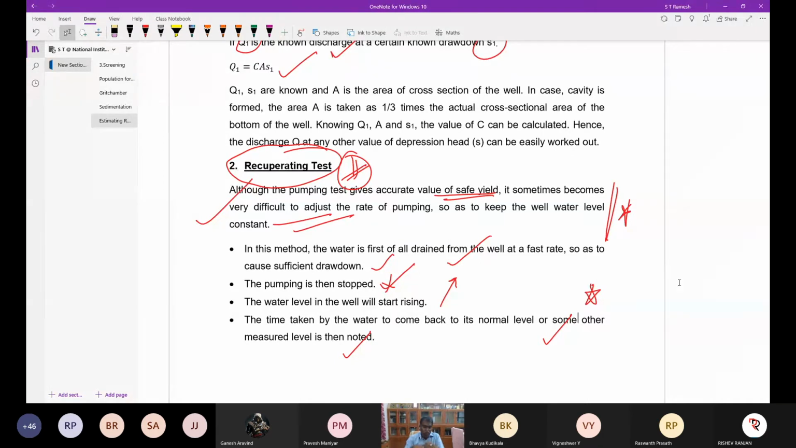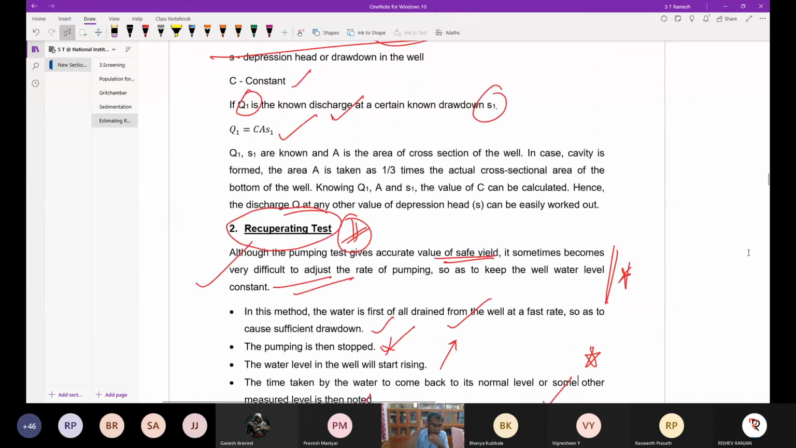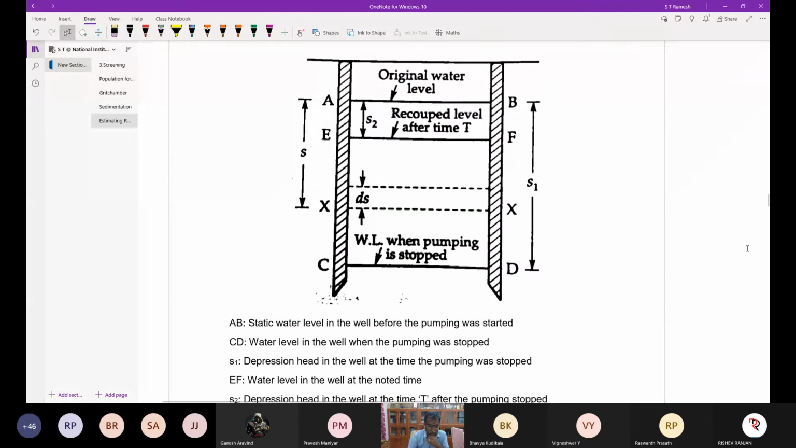If you stop, obviously the water level will rise in the well, and you measure how much time is taken by the water to come back to the normal level, or some other measured level of your drawdown. You note down the time taken by the water to come back. With that you can calculate the discharge or yield of the particular well. That is explained in this diagram.